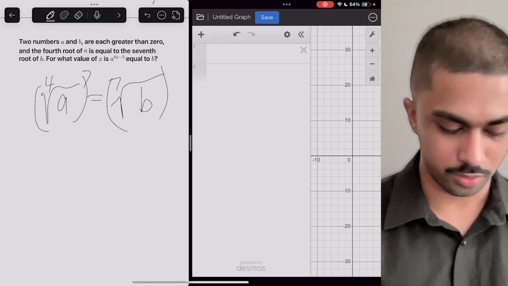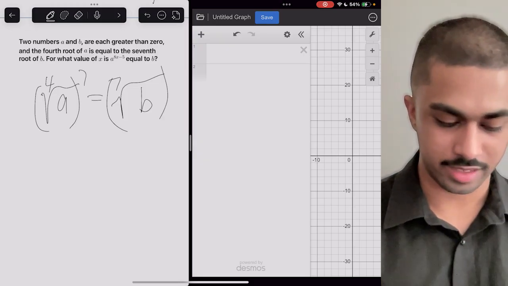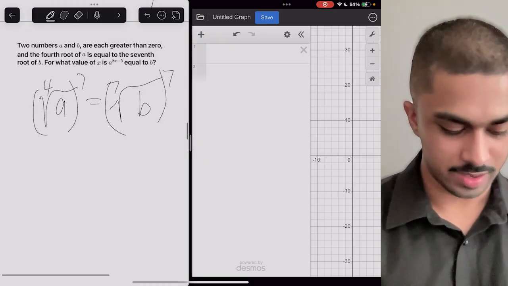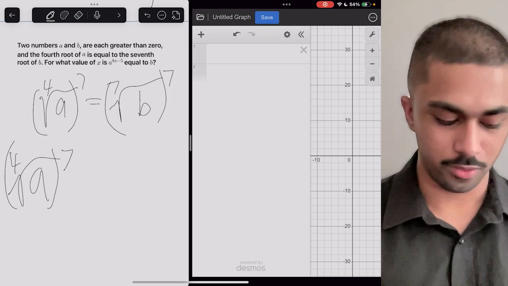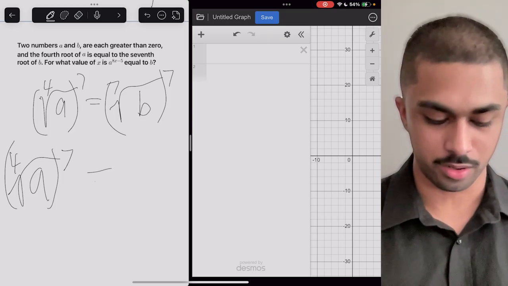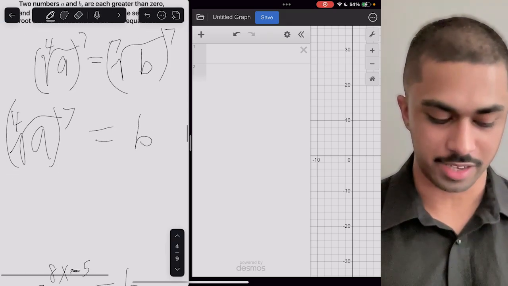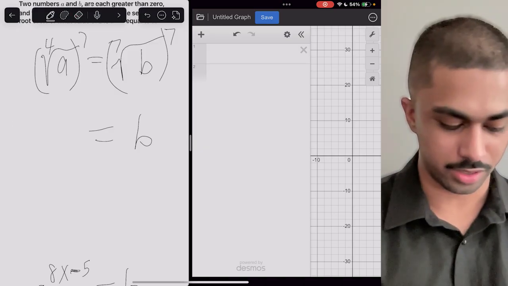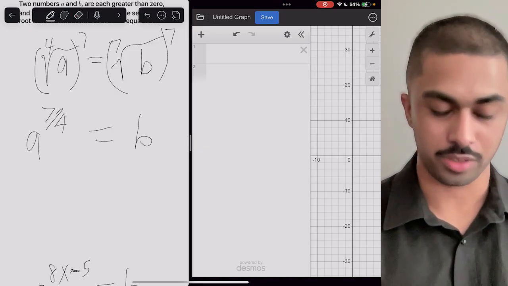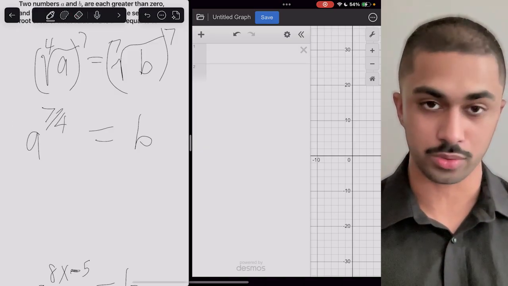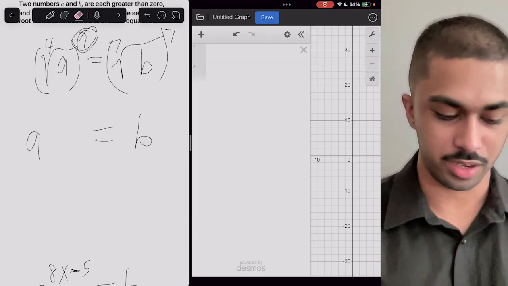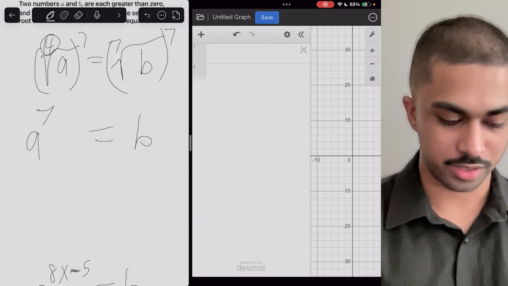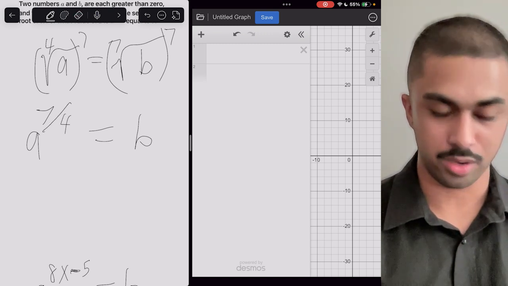Okay. So to isolate for B, we just take this to the seventh power, right? And then this turns into the fourth root of A to the seventh power is equal to B. Now B is isolated, and this can actually turn into A to the 7/4 if you know your exponent rules well. If you don't, just think of the power as the numerator and this root part as the denominator, always.